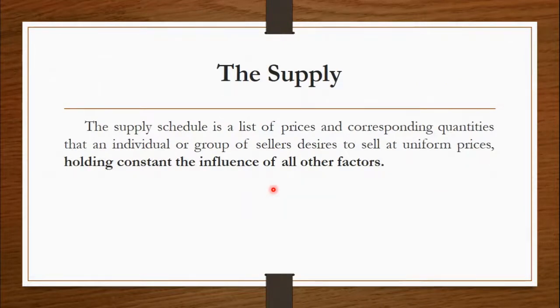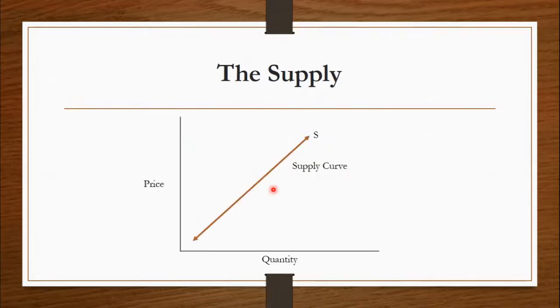The supply schedule is a list of prices and corresponding quantities that an individual or group of sellers desires to sell at uniform prices, holding constant the influence of all other factors. So, of course, supply is bali sa imuhang demand, no? Ari na imuhang i-think na pud anhi is ikaw si supplier. So, ganiya sa demand, you think of yourself as the buyer. Dire, you think of yourself as the supplier. So, this is your supply curve.